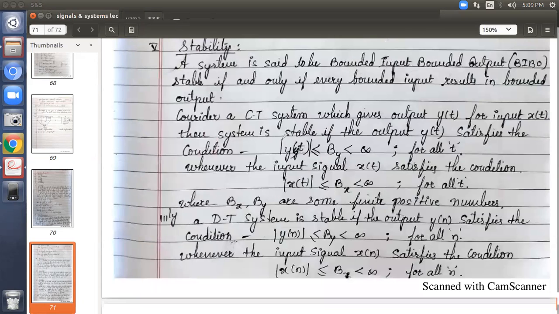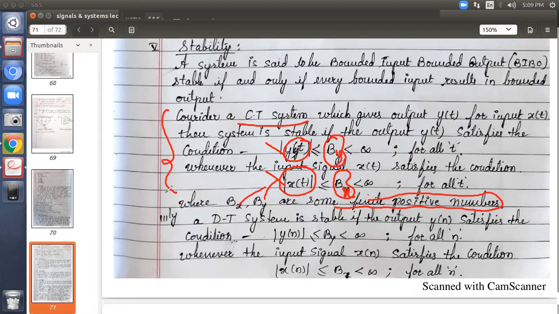You can see it here. For a continuous time system, what I have done, I have taken the input x of t, some number bx, and the output y of t, some number by. Suffixes indicate whether it is input or output. Okay. And what are these bx, by? They are some finite numbers. Okay. इसका मतलब क्या है? Both x and y, your signals, they are limited. So when both are bounded, then we call it a stable system. This is the definition for stability.